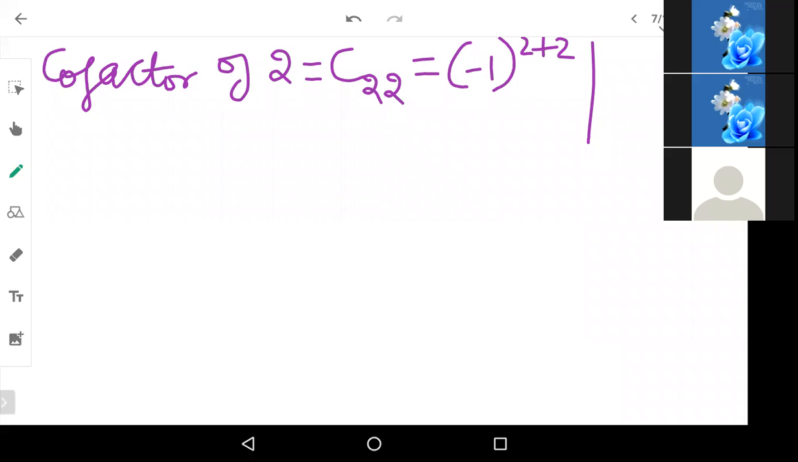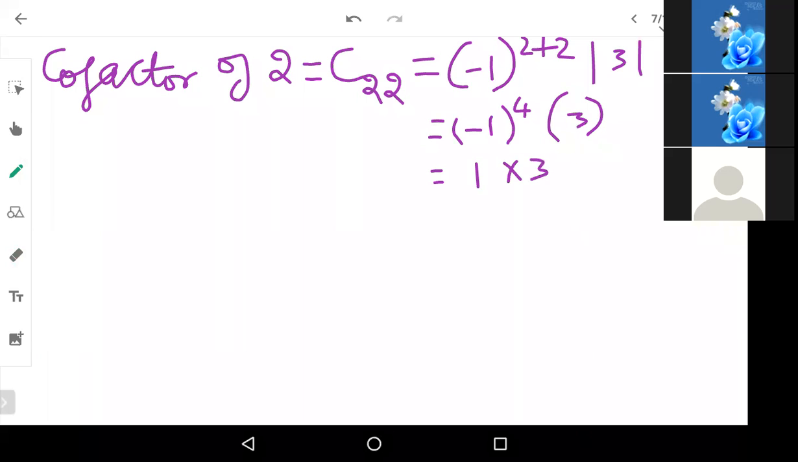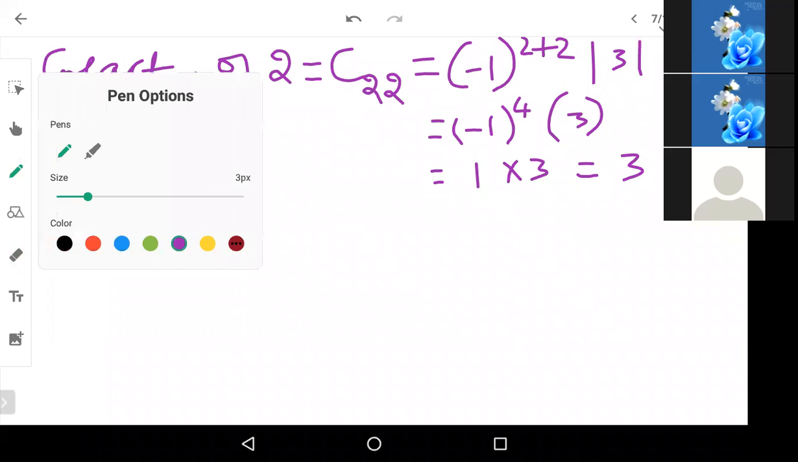What is the minor of 2? 3. 3 is the minor. Okay. So 3 is equal to minus 1 to the power 4 into 3. So plus 1 into 3, which is equal to 3. Okay. So what is the cofactor now totally?